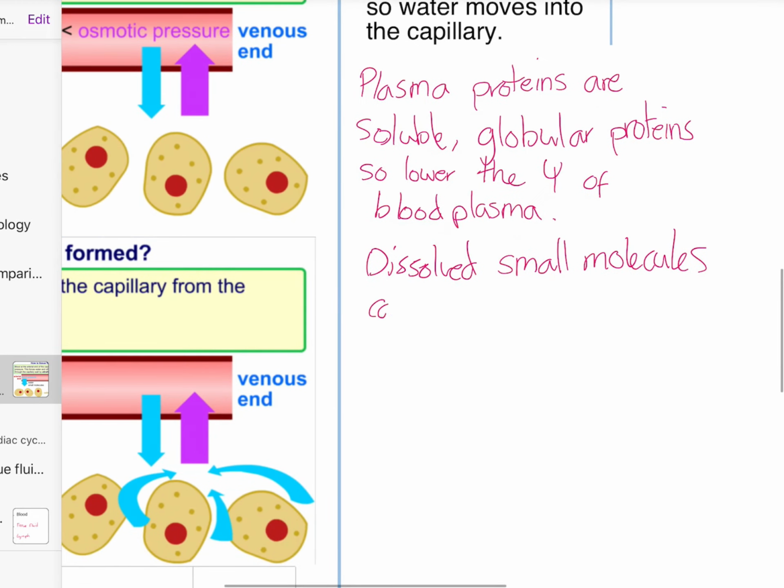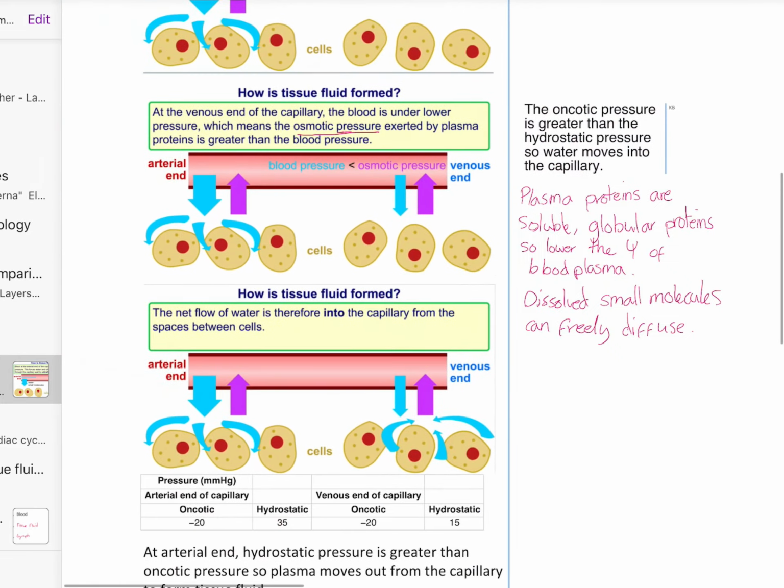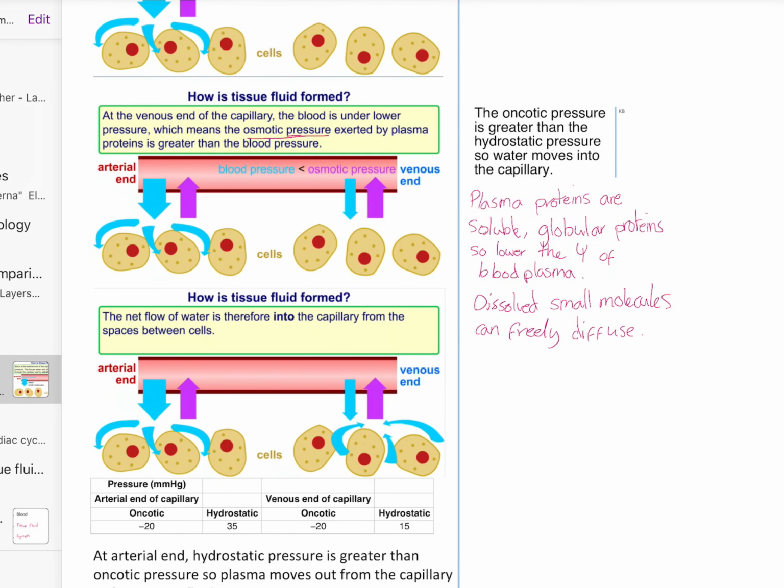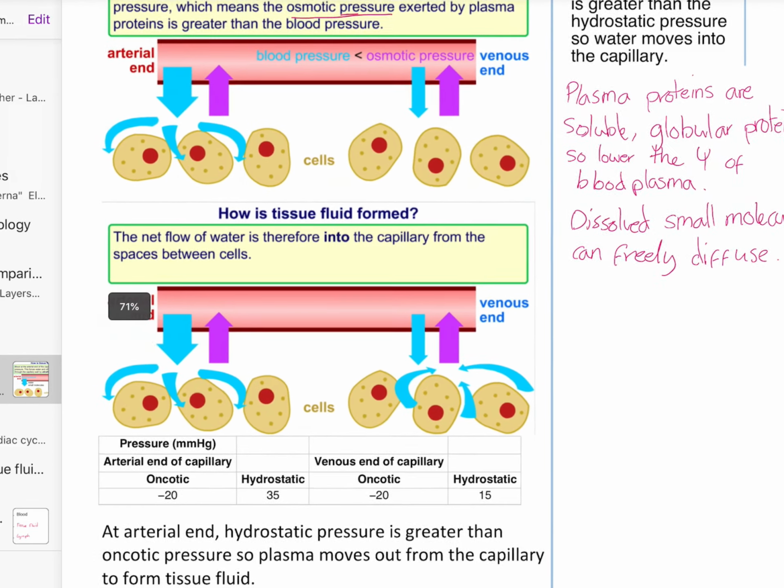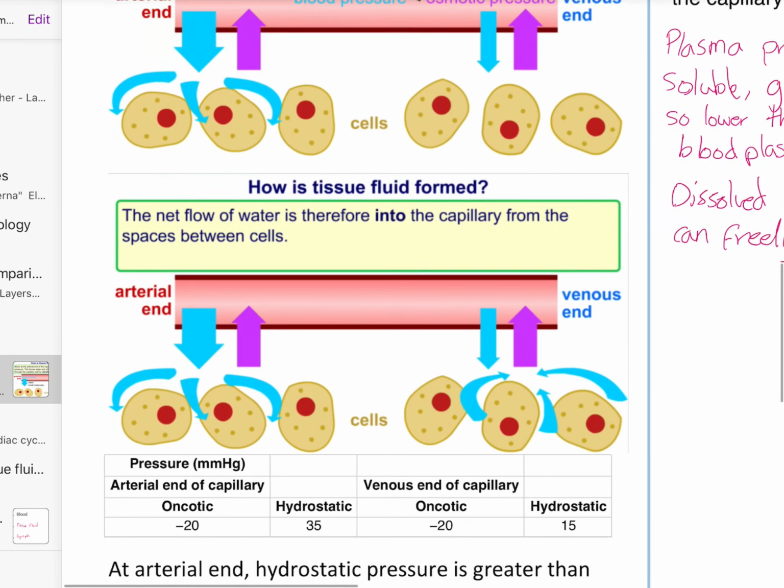This all does come down to the plasma proteins, because the dissolved small molecules can freely diffuse, so oxygen, carbon dioxide, and minerals, nutrients, they can freely diffuse back and forth. They don't have a massive effect on the water potential gradient. That is all caused by the plasma proteins that again were too large to fit out of the capillaries due to the hydrostatic pressure.